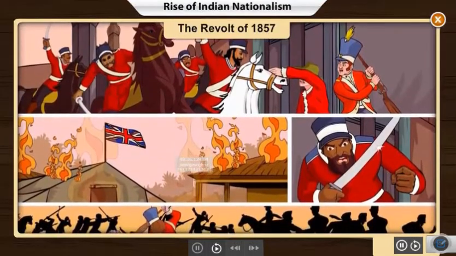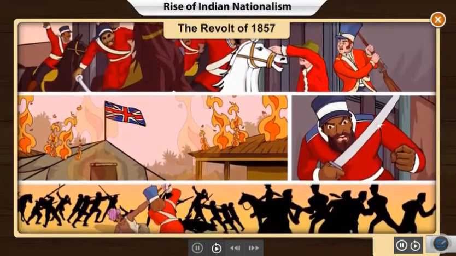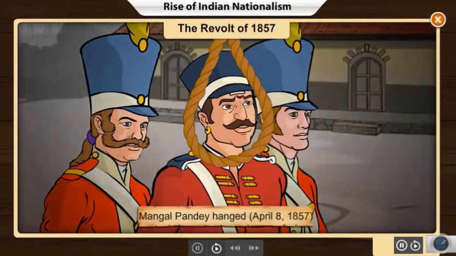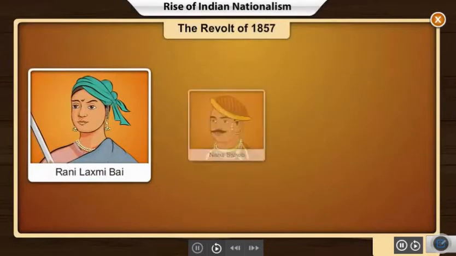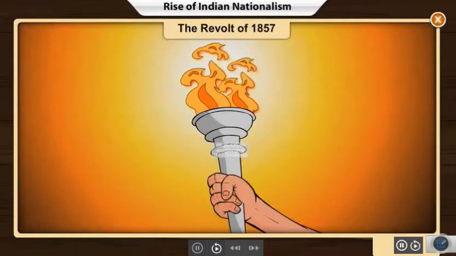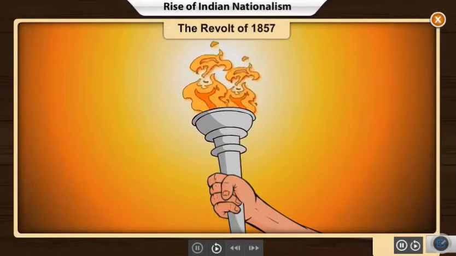The revolt of 1857 was a major turning point in the rise of Indian nationalism. The hanging of Mangal Pandey had sparked instant anger against the British and created a revolutionary mindset. People began to idolize contemporary revolutionaries like Rani Lakshmibai, Nana Sahib and Mangal Pandey, who raised their voices against the British. The revolt of 1857 paved way for several uprisings that expressed rebellion against the British rule.